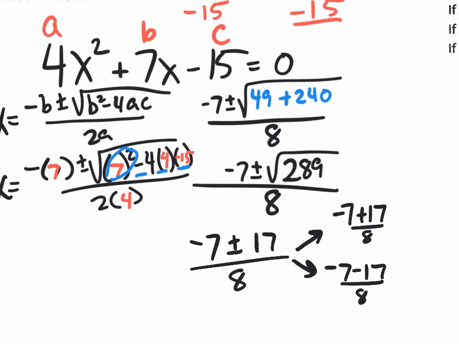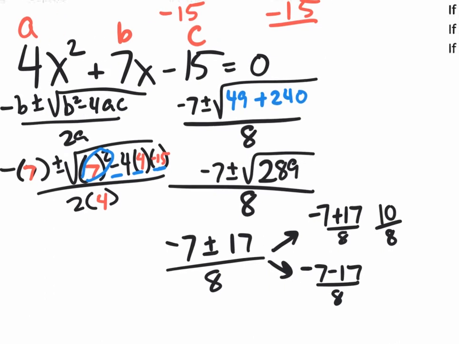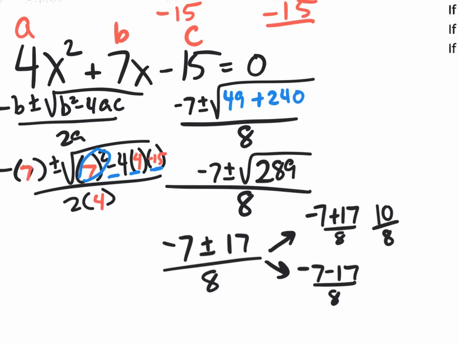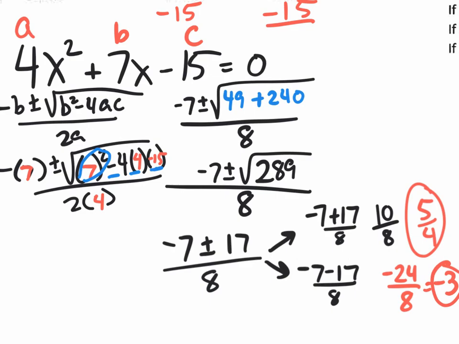So we end up with 10 over 8. That's one answer, but it could still be reduced. So 10 over 8 reduced by 2 becomes 5 over 4. That's one answer. And the other one is negative 24 over 8. And negative 24 over 8 is negative 3. So your two answers are negative 3 and 5/4.